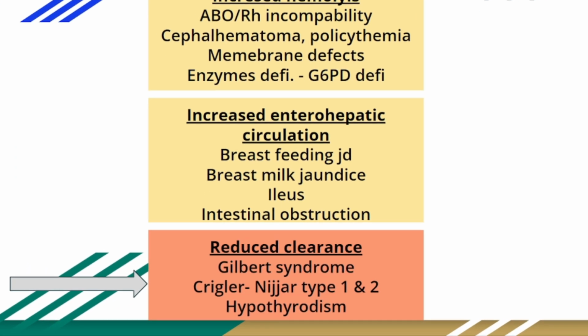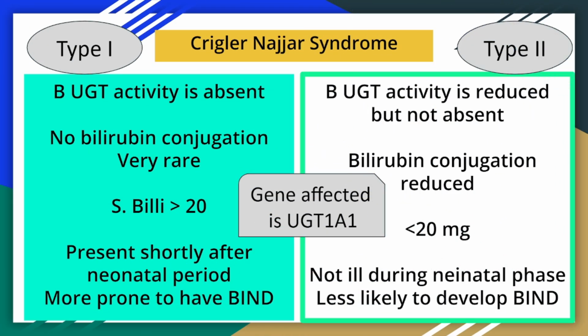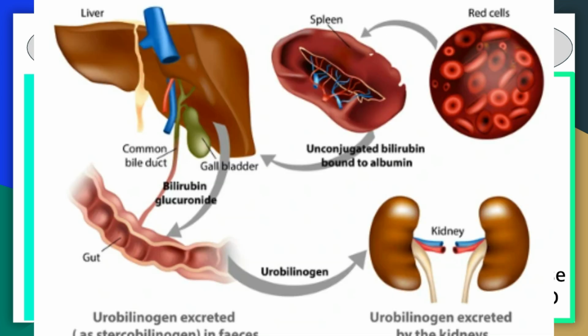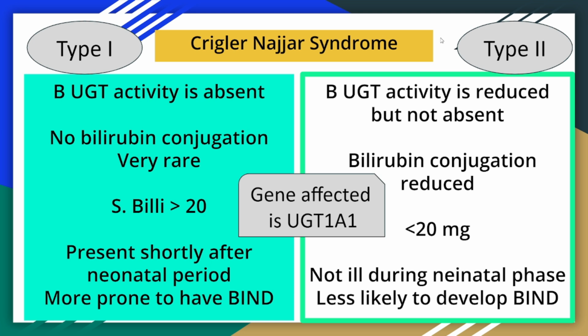These are Gilbert syndrome, Crigler-Najjar syndrome, and hypothyroidism. Crigler-Najjar syndrome is a congenital autosomal recessive inherited disorder that leads to unconjugated jaundice. It is characterized by reduced activity of the UDP glucuronyl transferase enzyme, and this enzyme is required for glucuronidation of unconjugated bilirubin in the liver. The syndrome is further classified into type 1 and type 2.